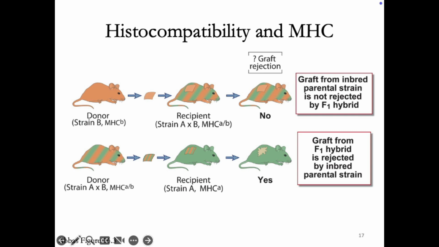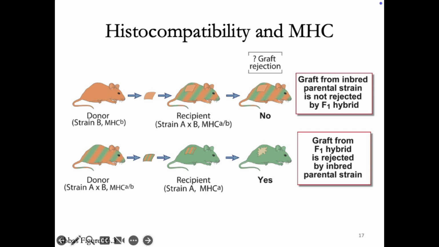And so they did things like have the strain B mouse who was a parent. Here you can see the child. It has green and orange stripes because it's the child of the green mouse and the orange mouse. You can see the orange mouse could transplant while the F1 child could not transplant into the parent. And they realized it was sort of a question of whether or not you had the same MHC.